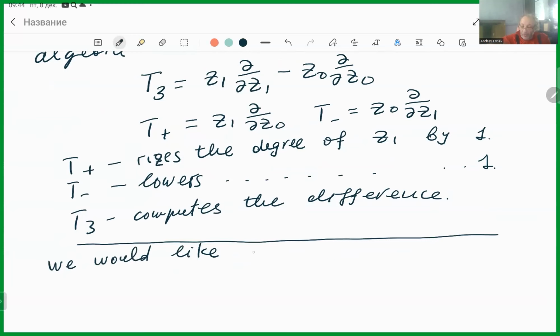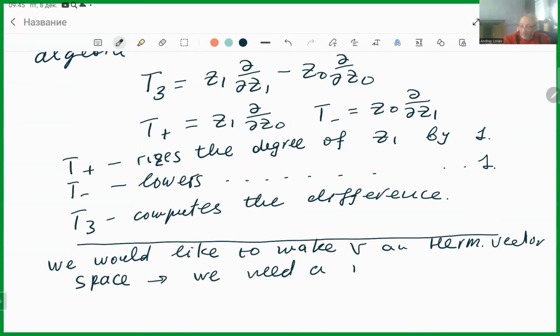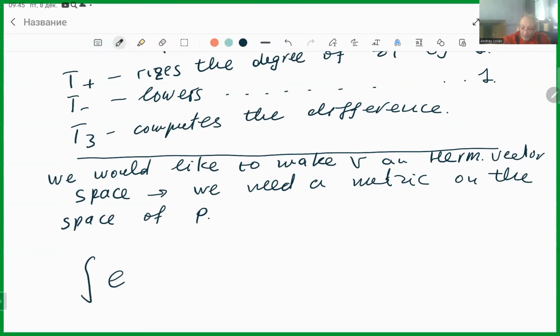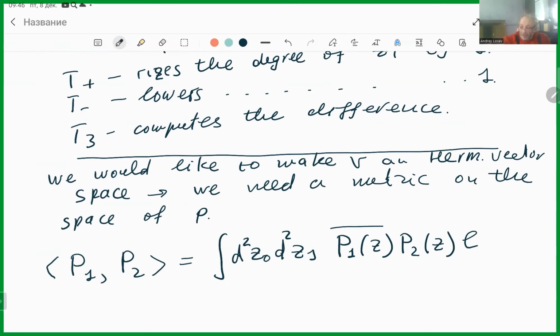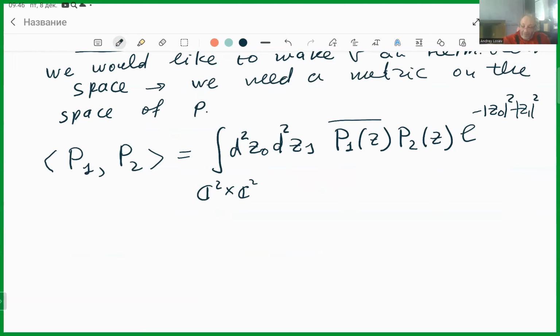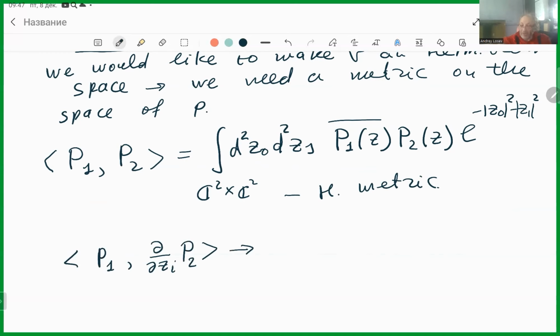Interestingly enough, we would like to make V a Hermitian vector space. So we need a metric on the space of polynomials. We will use the following metric. So we need this integral to be convergent. It's really a Hermitian metric. And one may check that d over dz_i applied to P goes by integration by parts into z_i P1, P2. How does it happen?